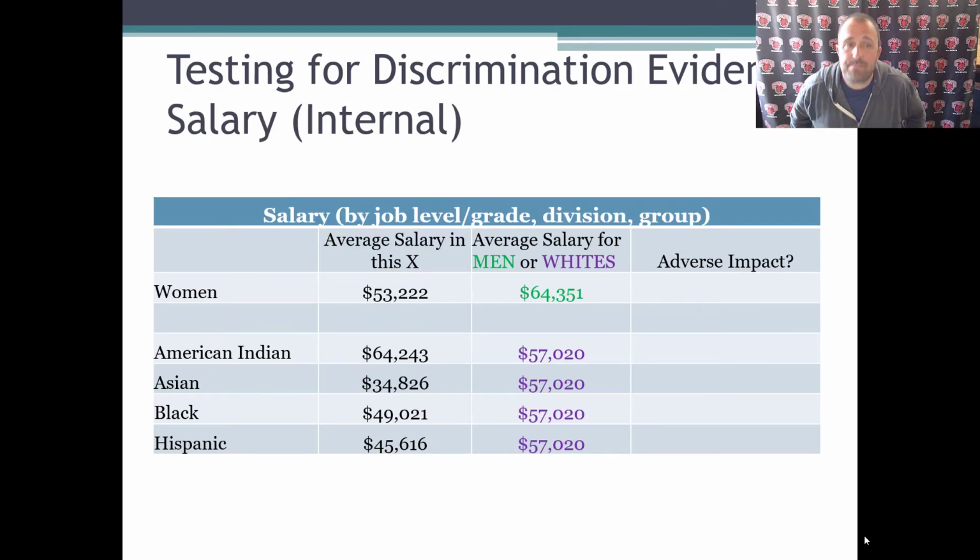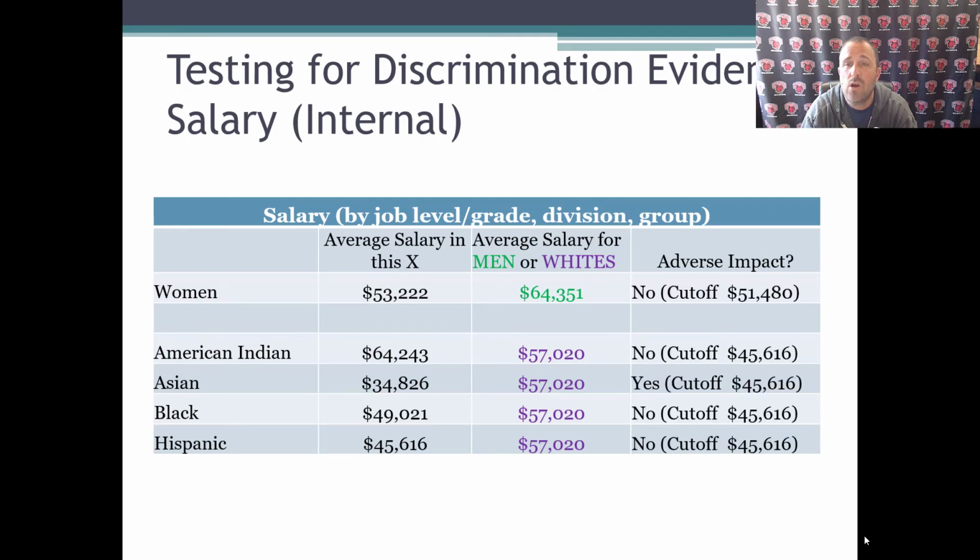Let's look at salary. So we take the average salary for every man in the company and the average salary for every white in the company, and we load them in the majority column, and then we multiply them times 0.8 to get our cutoff rate. Then we take the average salary for women and every minority group, and we compare it to that cutoff rate. We can see in this case the average salary for men is $64,351. Multiply that times 0.8, we get a number of $51,480. Women are above this cutoff rate, so it does not look like there is adverse impact in terms of salary.